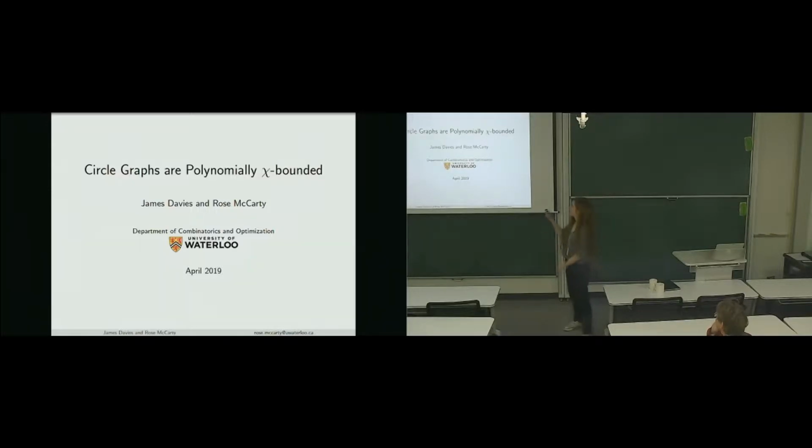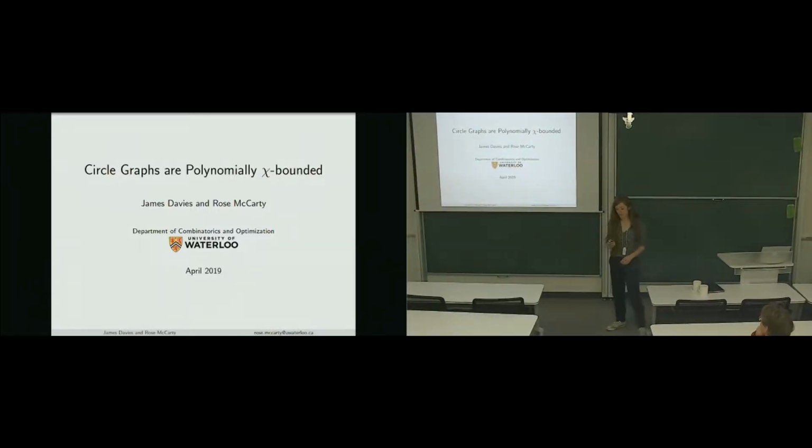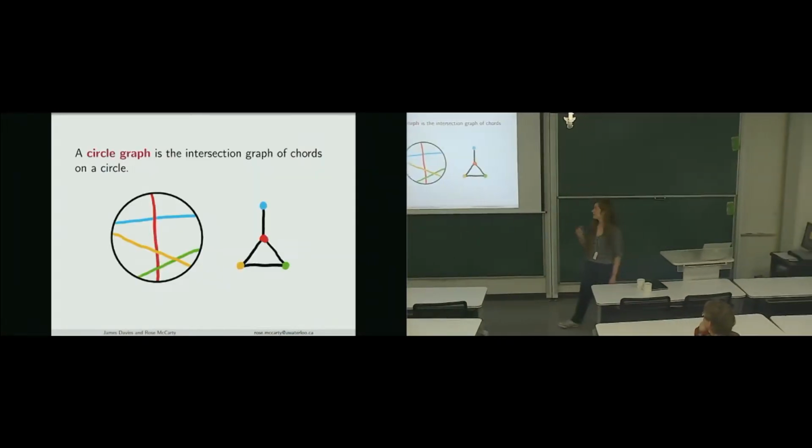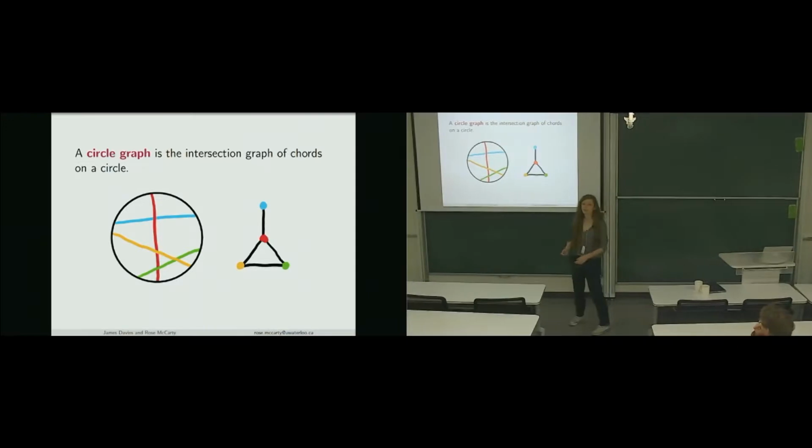So I'm going to be talking about this result: the circle graphs are polynomially chi-bounded. So first of all, what is a circle graph? A circle graph is the intersection graph of chords on a circle.